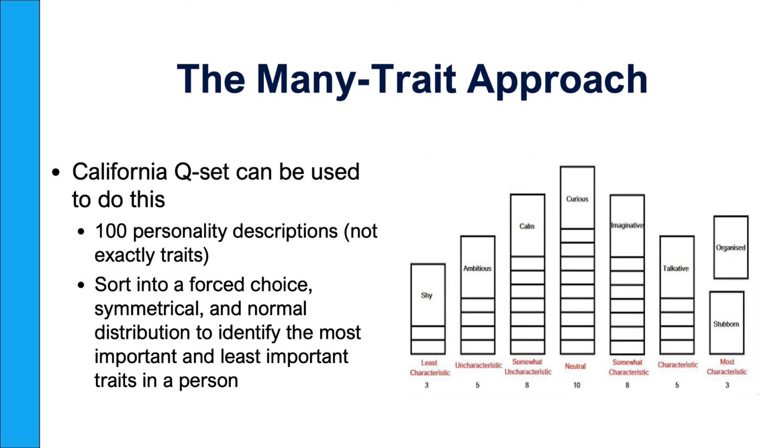I've often been asked, what's the difference between the California Q Set and the California Q Sort? The deck of cards that have these descriptors, these 100 personality descriptions, that is the Q Set. And when a person is asked to do a sort where they have to put the cards into this forced choice distribution to identify the most important all the way to the least important traits in a person, that sorting is called a Q Sort.